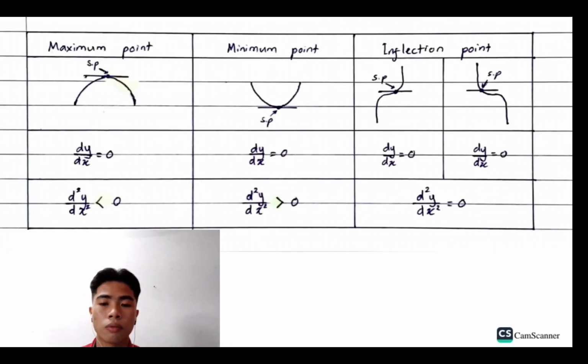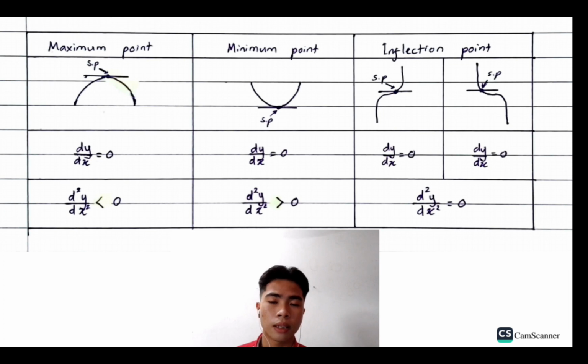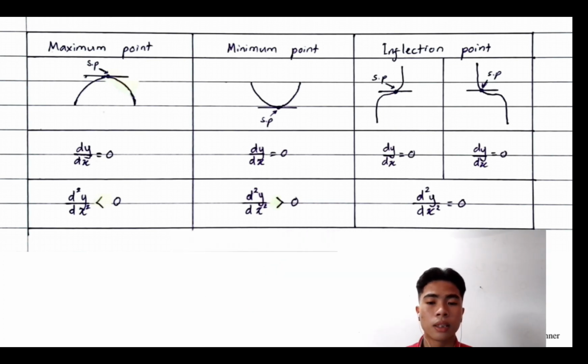On top is the table of differentiation nature, where it shows us that if the second derivative is less than 0, it will form a sad face, where the stationary point will be at the top and it will be called the maximum point. If the second derivative is more than 0, it will form a happy face and the stationary point will be at the bottom and it will be called the minimum point.